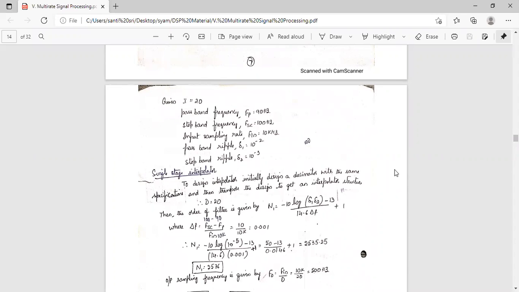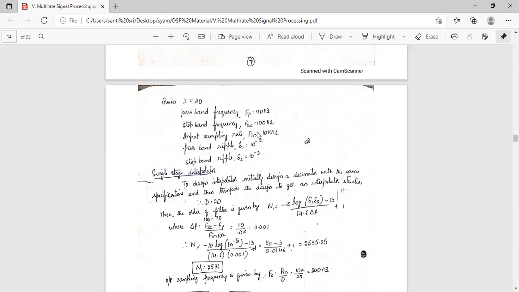Then the order of the filter is given by the formula for finding the order of the filter: N1 equal to minus 10 log of delta 1 into delta 2 minus 13, divided by 14.6 into delta f, plus 1. This is the formula. So where delta f, what is delta f? This is nothing but FSC minus FP.